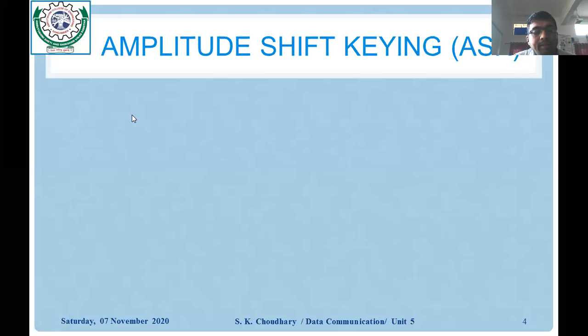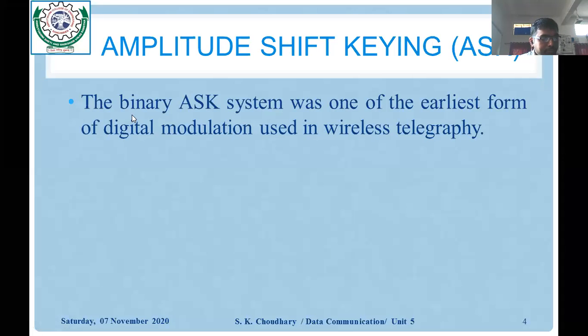Now we come to our topic, amplitude shift keying. Binary ASK, also called BASK, was one of the earliest forms of digital modulation used in wireless telegraphy. Actually, this kind of technique was developed during the Second World War. There is a very good story related to that in the book of Taub and Schilling. We will discuss this in between lectures sometime.